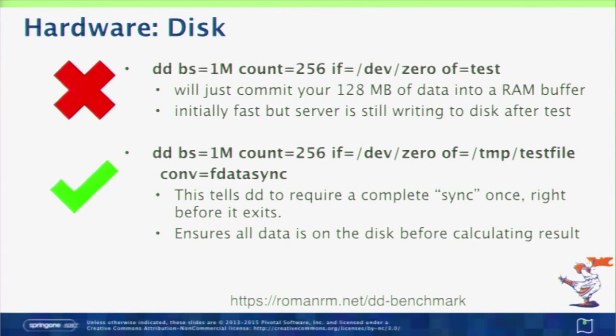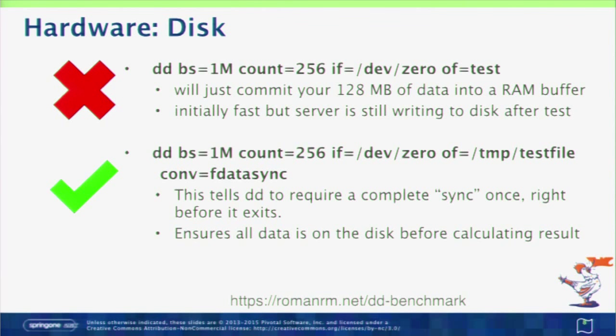The truth is, what we found was that DD was using the disk cache. So what it would do is it would pump a ton of data in, but that first set of data was what? It was hitting the disk cache. The DD would finish, but the disk cache hadn't finished flushing to disk.